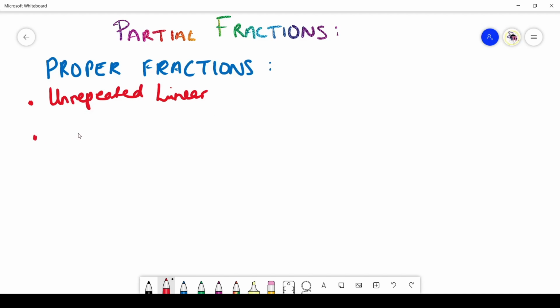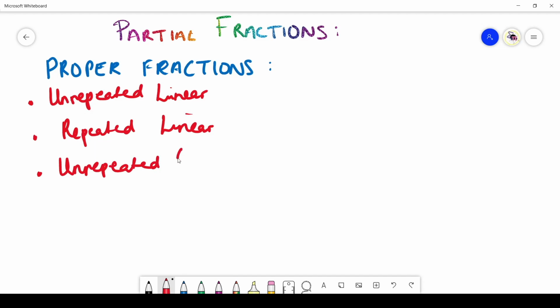Then, of course, you need to know the vice versa. So if you know the unrepeated, guess what? You're going to have to also know the repeated linear. All right. And linear, you know, with linear, you follow up with quadratic. So you're also going to have to learn about the unrepeated quadratic. Okay. And of course, you're going to have to learn about the repeated quadratic type.